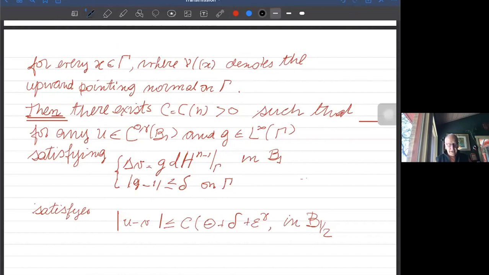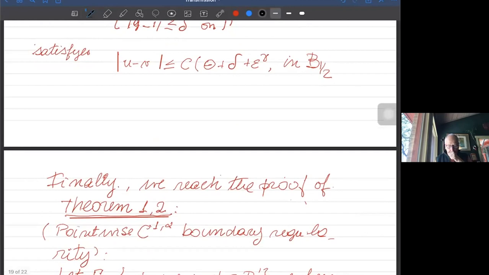So basically from here, we want to deduce that U is close to V, which is smooth, okay? And so we have this geometry, and also that U minus V is smaller or equal than these small constants, right? Because they were all less than a constant. And so finally, after all these approximations, we can prove theorem 1-2, you remember from the beginning, which is the pointwise C1 alpha boundary regularity of U, okay?